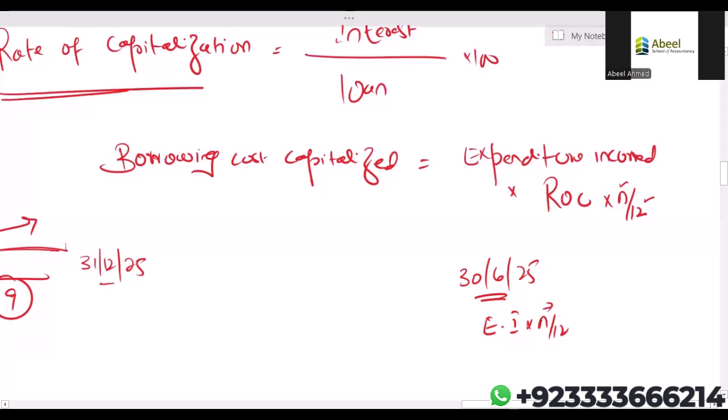But a very important concept is, in case of general borrowing, first we need to calculate the rate of capitalization. After that, expenditure incurred, then into n upon 12. You will automatically calculate borrowing cost capitalized. In case of general borrowing, there's no such thing as deducting the return on short-term investment. Deducting the return on short-term investment only arises in case of specific borrowing.